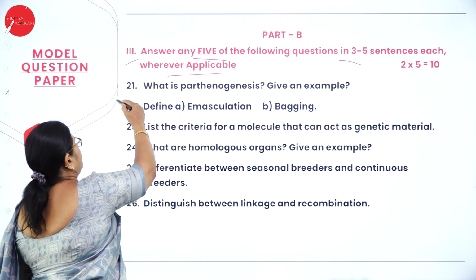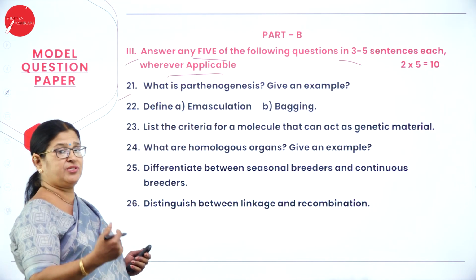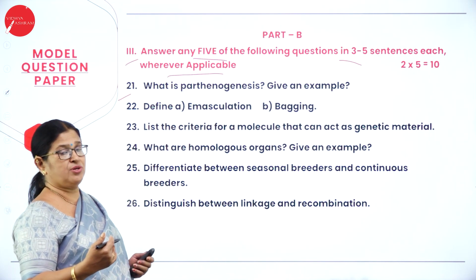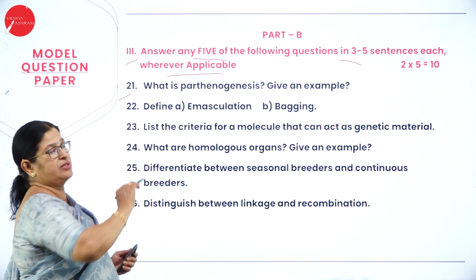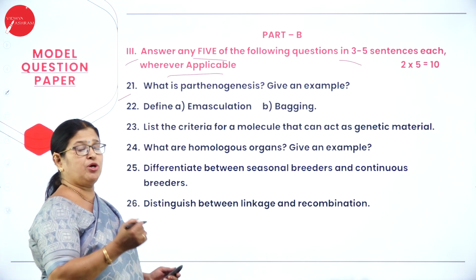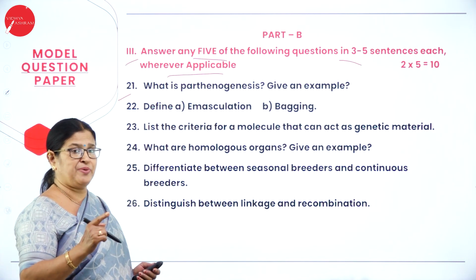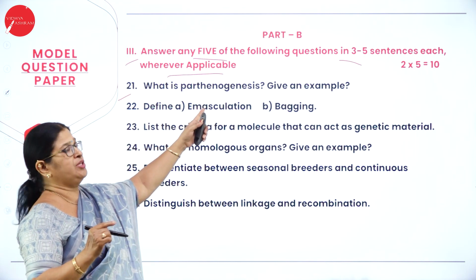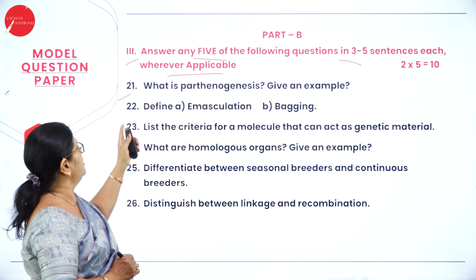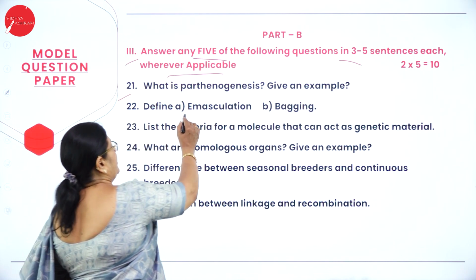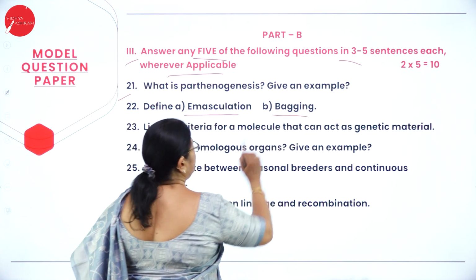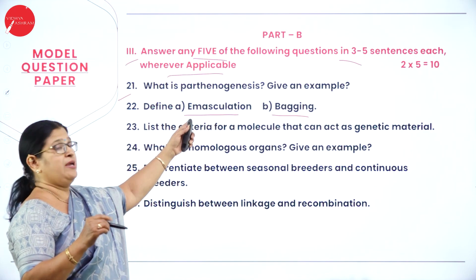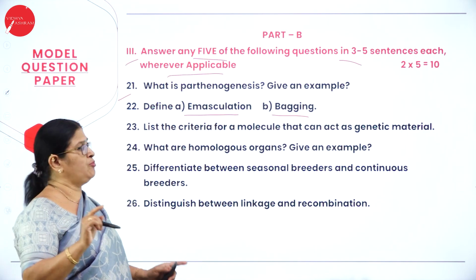So moving on to the 21st question. The first 20 questions are MCQs and fill in the blanks. From there on, you have the 2-marker questions, starting with the 21st question. I am discussing one model question paper that is released by the Department of Pre-University Education Board. What is parthenogenesis? Give an example. 22, define A, emasculation and B, bagging. Each carries 1 mark. It is a 2-marker question. Emasculation 1 mark, bagging 1 mark.